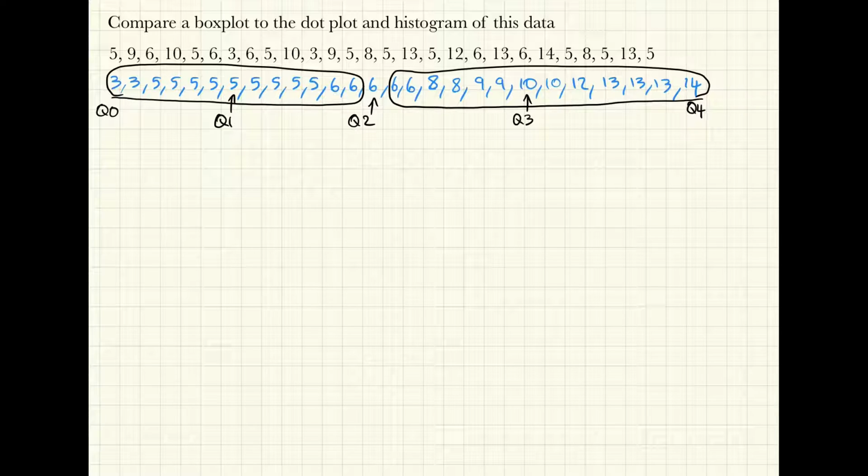Let's set up a box and whisker plot. The first thing I'm going to do is set up my axes, the bottom line where my box plot will sit. We need to identify the smallest value, which is 3, and the largest value, which is 14. Setting up, we'll start at 3, 4, 5, 6, 7, 8, 9, 10, 11, 12, 13, 14. Excellent. Let's put some little lines in here.